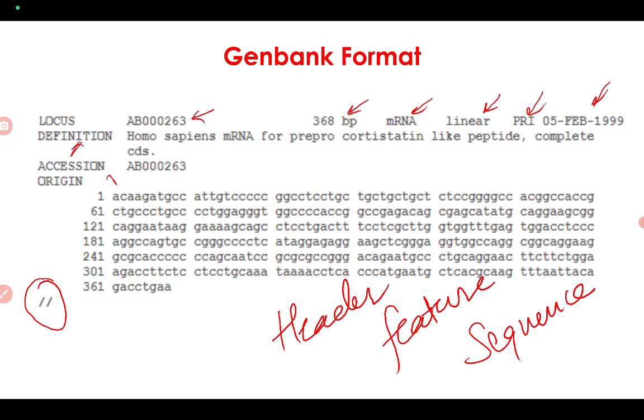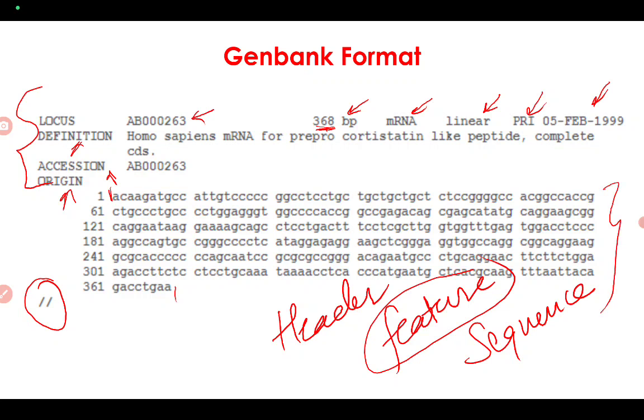The definition is there, accession number is there, origin is also there. So origin means where it is started. For example, here it is starting and here it is ending. So the length is 368, which I have already told you, but here it is already written. So all this kind of information you can get here. The feature part is missing here, so this is known as the header. Along with that is the feature, in which all the detailed information is there, and the sequence information is there.